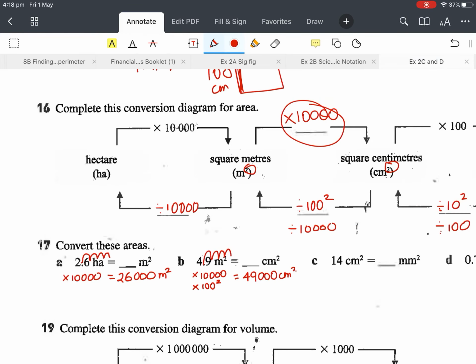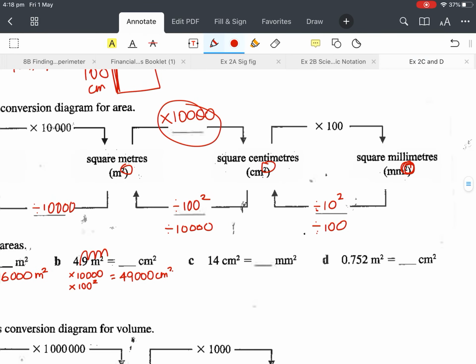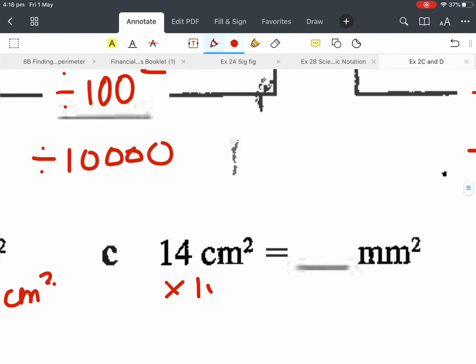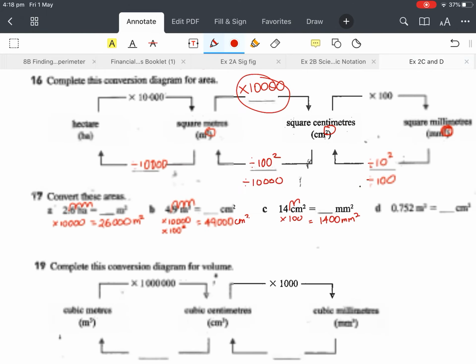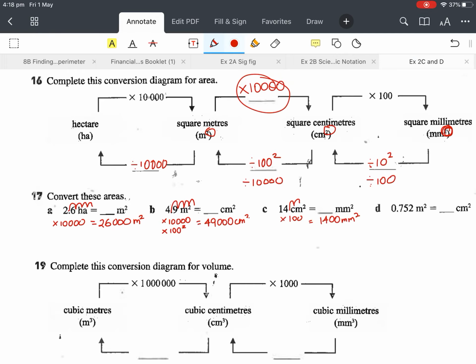Next one, C, 14 centimetres squared to millimetre squared. You can pause this at any time and have a go before me. Centimetre squared to millimetre squared is timesing by 100. So I'm going to jump 2 spaces that way, which gets me 1,400 millimetres squared. So you have to watch out. Make sure that you don't accidentally divide or times only by the length unit change. You've got to divide or times by the length unit change squared.